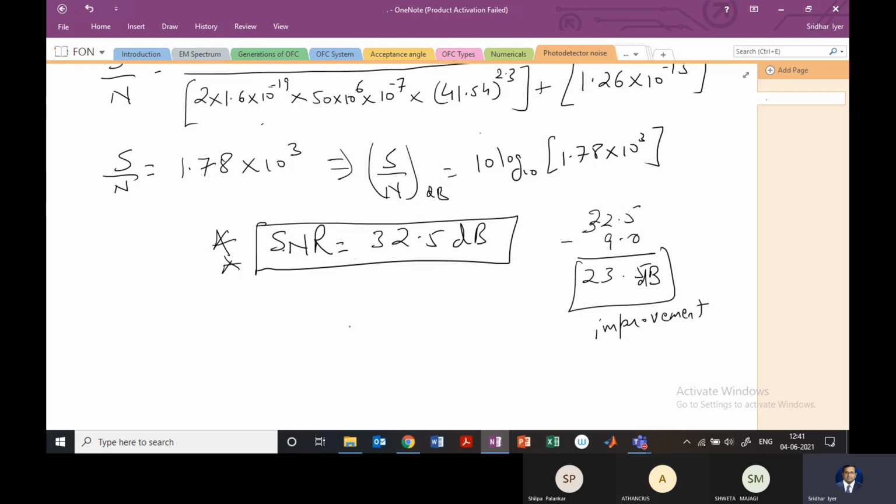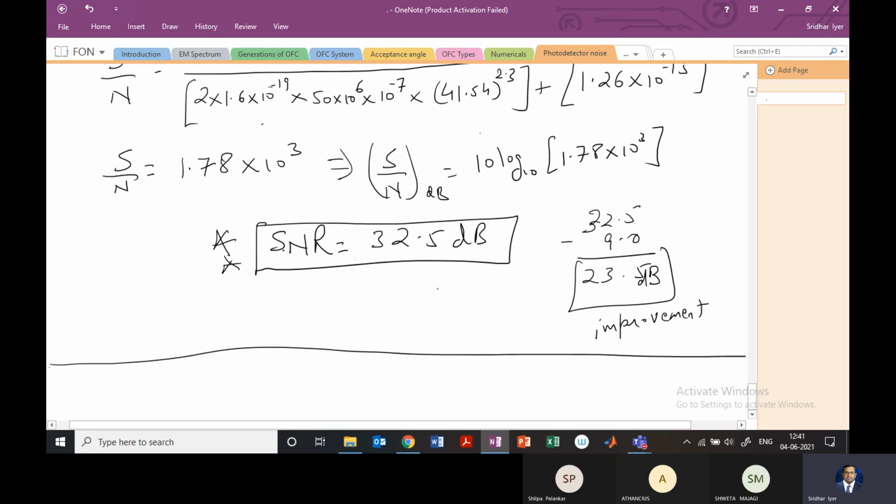Okay. So this is the same which I have solved in the notes. You can look at it. Let me proceed on the other end, and we will look at the optical receivers.